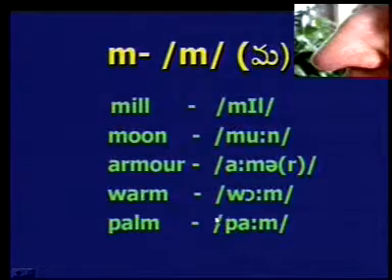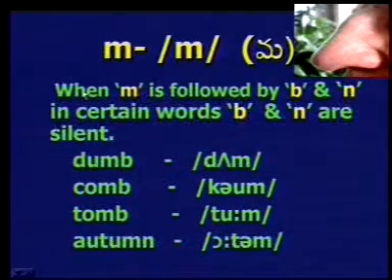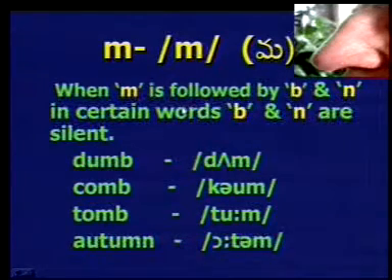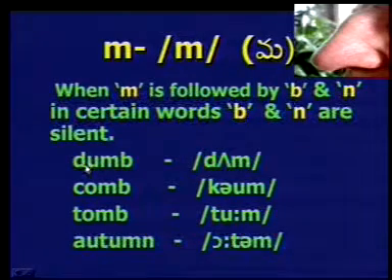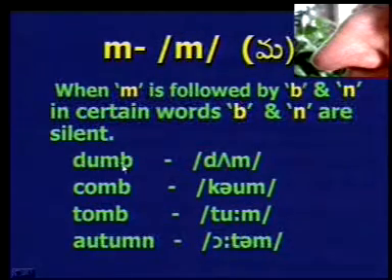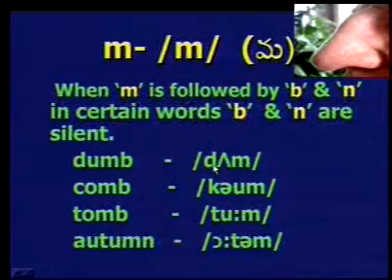P-A-L-M, palm. And then M is followed by certain letters in some words like B and N. In these words, B and N are silent. If you observe these spellings, D, U, M, B. B is there in the ending position. But how did we write this? We have shown it in the phonetic way like D, M, dumb. There is no B over here. It is not dumb. Let the students remember this.